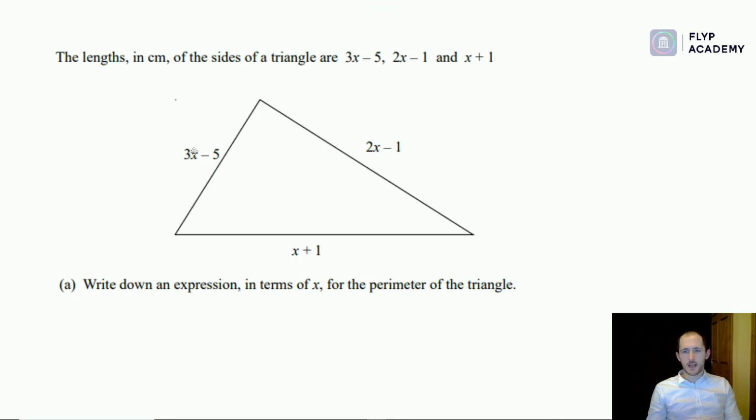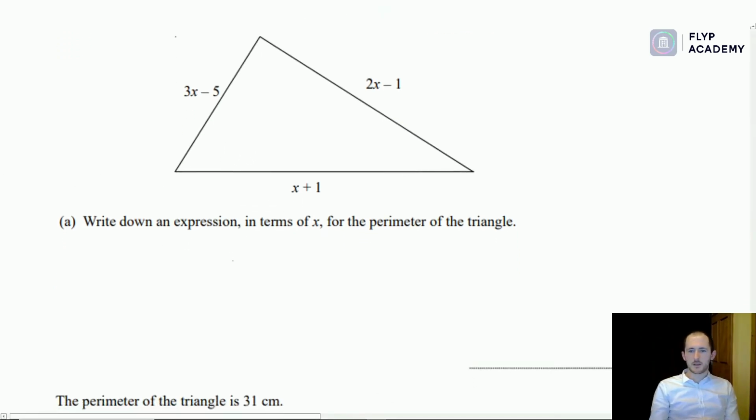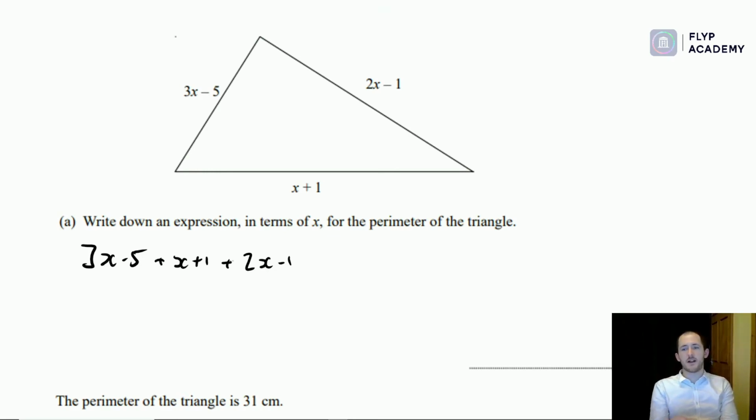So all I'm going to do is add up all the sides. So we have 3x minus 5 plus x plus 1 plus 2x minus 1. Now, funnily enough, because the question doesn't specify that you need to simplify, you can leave it like this. However, I would strongly recommend against it, because you're going to be solving it in part B. Part A is always making the equation, part B is always solving it. So you may as well just simplify it now.